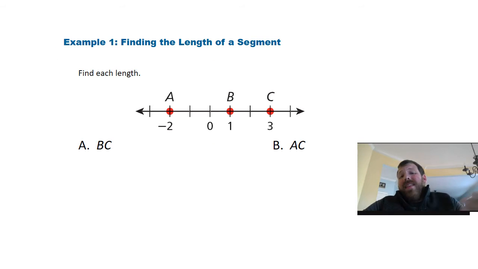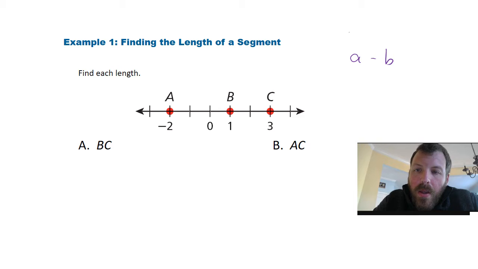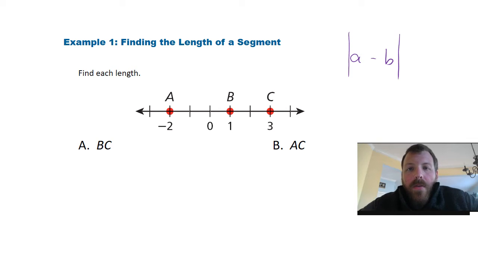So I can also find lengths of segments if they're on a coordinate grid, or a coordinate line. In this case, we're looking at the coordinate line. So we can look at this and I can find the distances very easily. I don't necessarily have to know a certain distance I walked, I just have to know the endpoints. And so this is the formula for finding the length of anything that is on a coordinate line. It's A minus B, the absolute value.